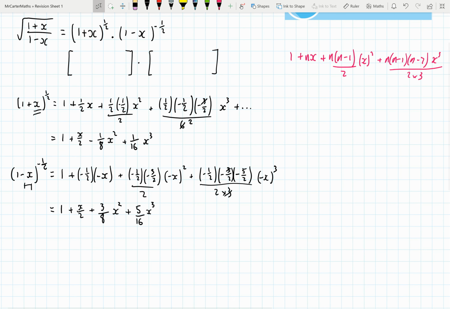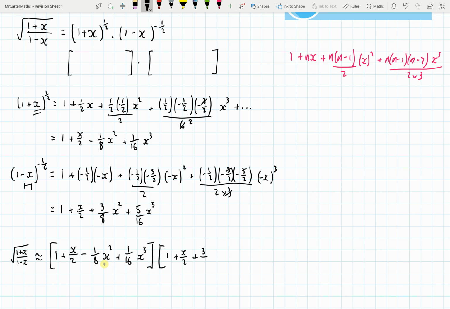Okay, so now I have these two things individually. I can go ahead and think about this question as a whole. 1 plus x, 1 minus x is approximately equal to, which I probably should have used on all of these expansions, the product of these two individual expansions, which is 1 plus x over 2 minus an eighth of x squared plus a 16th of x cubed multiplied by 1 plus x over 2 plus 3 over 8 x squared plus 5 over 16 x cubed.